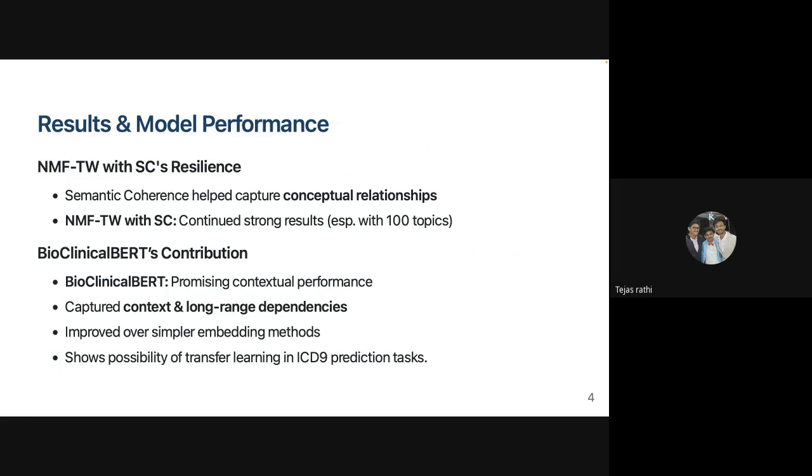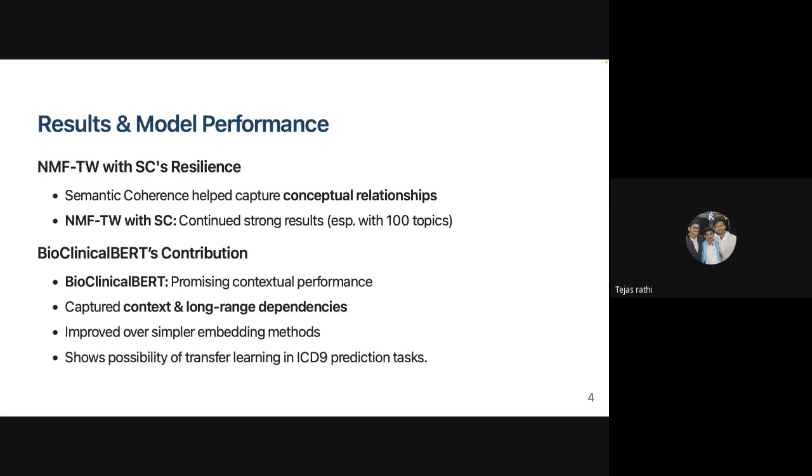The NMFTW with SC was originally trained from scratch on top of all the data, where the number of clinical notes was in the range of millions. So the training time was pretty high, and the resource consumption for getting those embeddings was also high. However, what we have proposed, using a pre-trained model, has utilized the power of transfer learning, and then we also have lower resource consumption and lower training time.